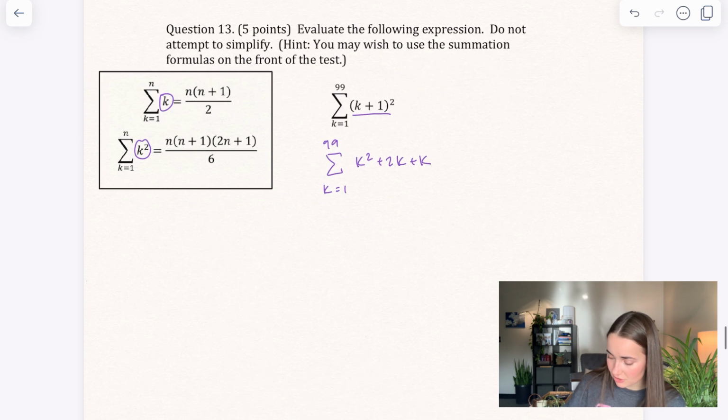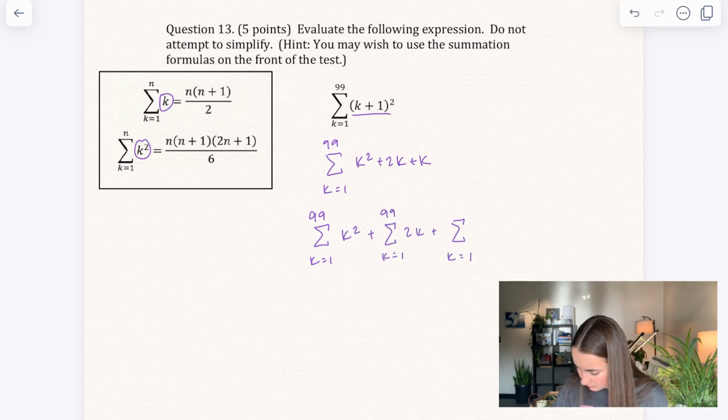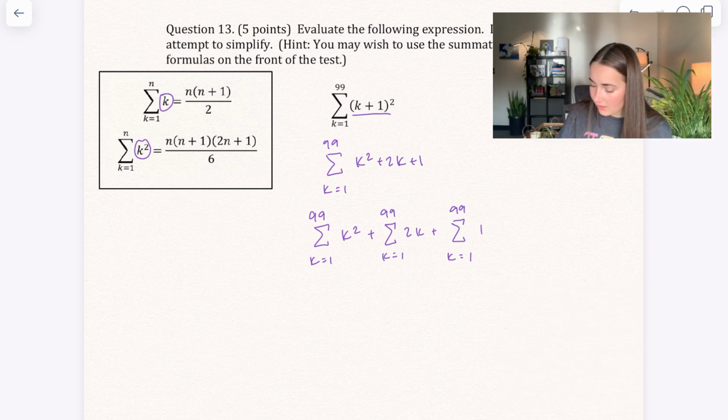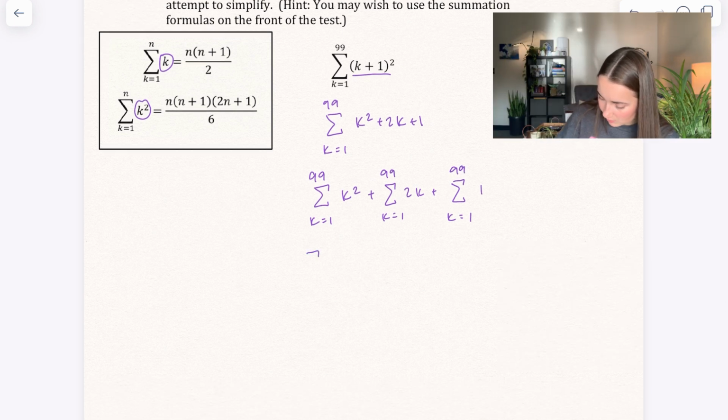The nice part of summations is that it's very similar to derivatives and integrals, in that we can go ahead and split it up. So we get k squared plus. And then another thing is that constant multiples just hang out, so we can bring those outside of the summations.